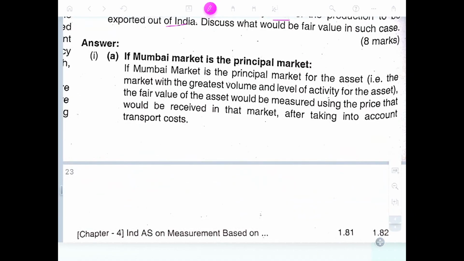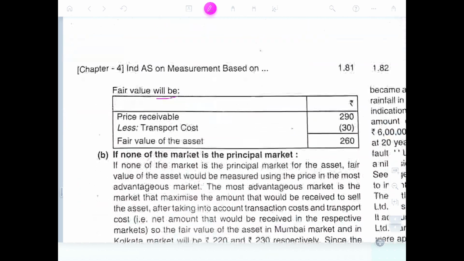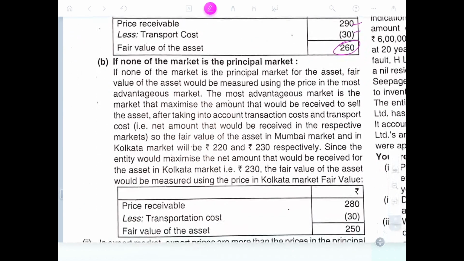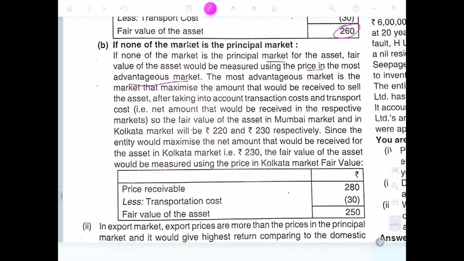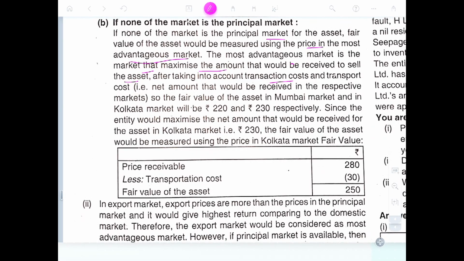The Mumbai market is the principal market of the asset. That is, the market with the greatest volume and level of activity, and the fair value of the asset uses the price that would be received in that market, taking out transportation cost. That is 260. If Mumbai is not the principal market, then the fair value of the asset would be measured using the price in the most advantageous market. The most advantageous market is the market that maximizes the amount that will be received to sell the asset, after taking into account transaction costs and transportation costs. That is the net amount that would be received in the respective markets.